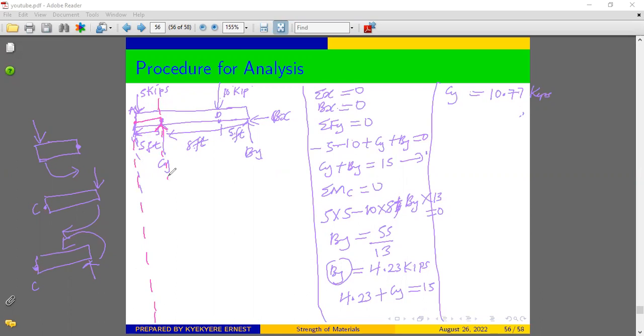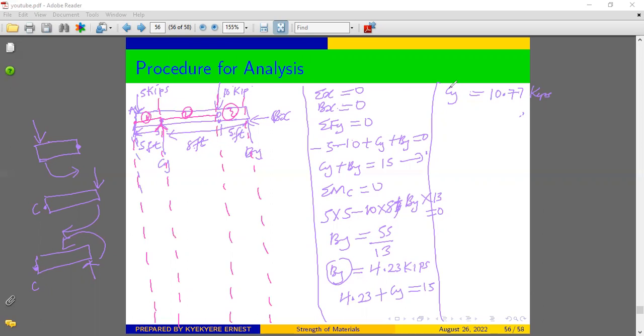Therefore, I draw like that. Then as I move along, I encounter the force. So there is also a discontinuity at this section. Then as I move along, I encounter BY. So there's also a discontinuity at this section. So now what I do is that I have section one, section two, section three to analyze. Therefore, I analyze section one separately, section two separately, and section three separately.